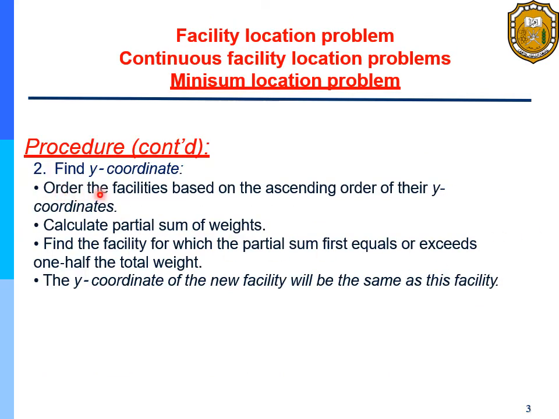Finding the optimal y coordinate is exactly the same procedure. Again, we order the facilities, but this time we are using their y coordinates. And then we calculate their partial sums of weights, and whenever this partial sum first equals or exceeds half of the total weight, then the corresponding coordinate to this point becomes the y coordinate of the new facility. So we identify the optimal x, y coordinates of the new facility using these procedures separately for the x and y coordinates.